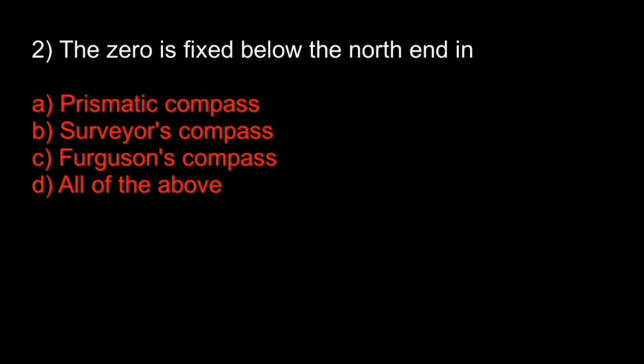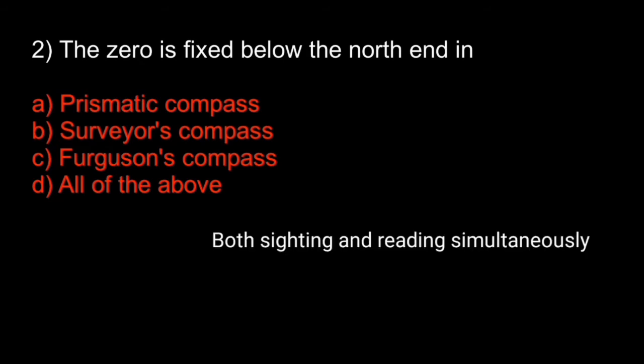Now, what is a prismatic compass? Prismatic compass is a portable magnetic compass which can be either used as a hand instrument or can be fitted on a tripod. It contains a prism which is used for accurate measurements of readings. The greatest advantage of this compass is both sighting and reading can be done simultaneously without changing the position.